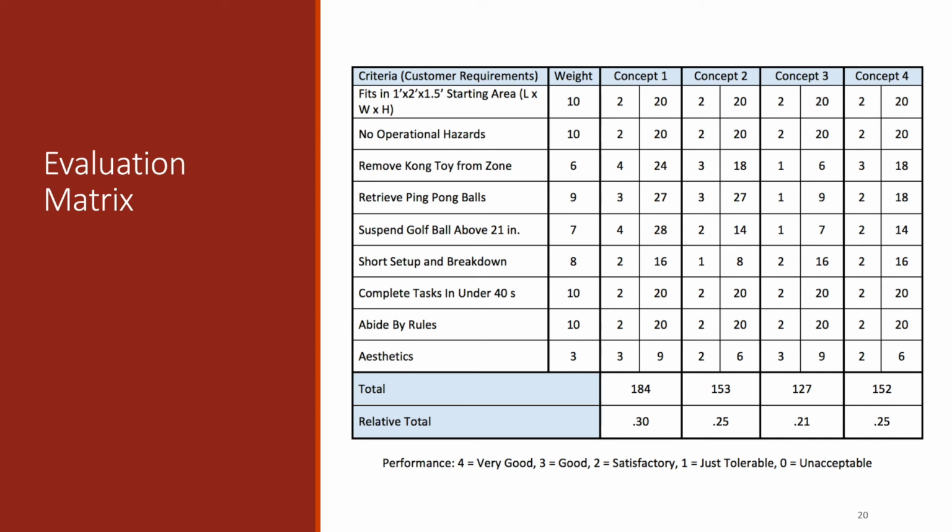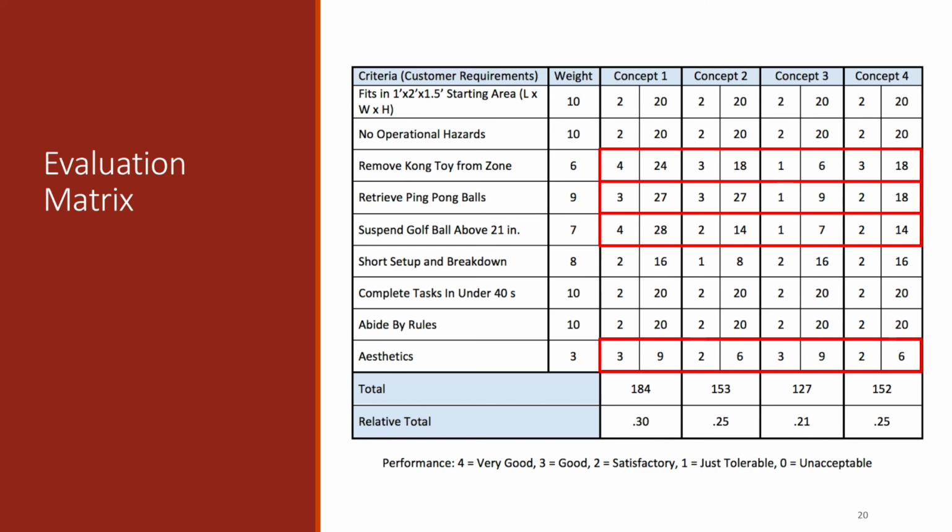An evaluation matrix was tabulated to evaluate each concept's performance weighted against the importance rating that the criteria customer requirement received in the House of Quality. The criteria which received a weight of 10 out of 10 are mandatory as their completion is associated with qualification to compete in the competition. As such, every design received a 2 or satisfactory rating on these categories. The selected design received a relative total of 0.3, trailed most closely by concepts 2 and 4, which both scored a relative total of 0.25.